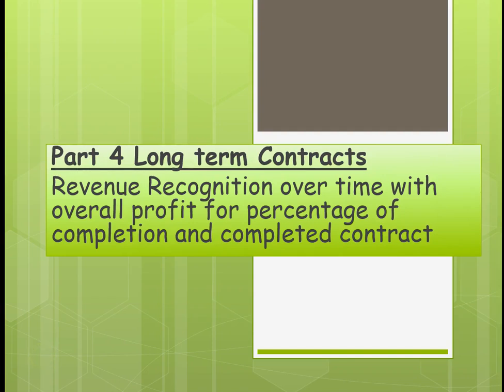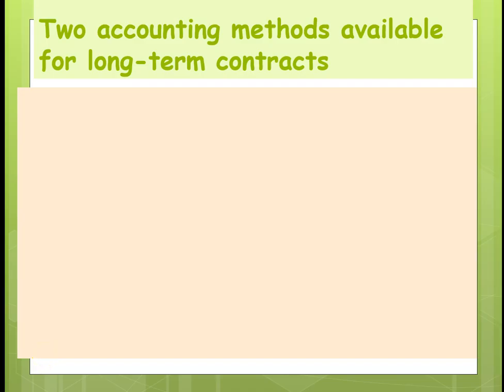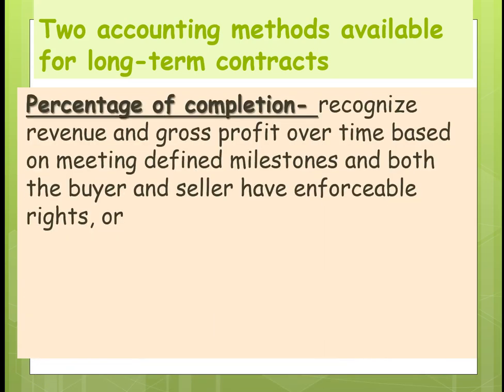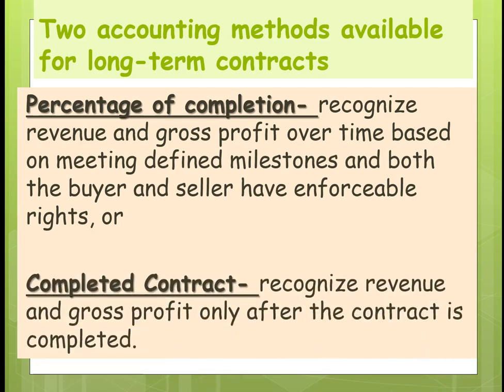Part 4, Long-Term Contracts. Revenue recognition over time with overall profit for percentage of completion and completed contract. There are two accounting methods available for long-term contracts. We call it percentage of completion, which is the preferable method if you can meet the criteria, which recognizes revenue and gross profit over time based on meeting defined milestones and both the buyer and seller have enforceable rights, or completed contract, recognize revenue and gross profit only after the contract is complete.